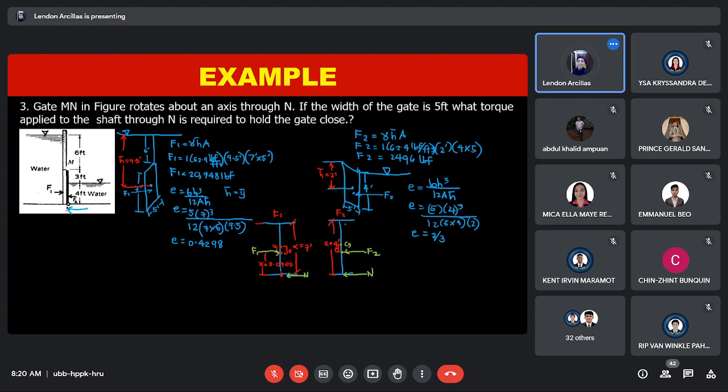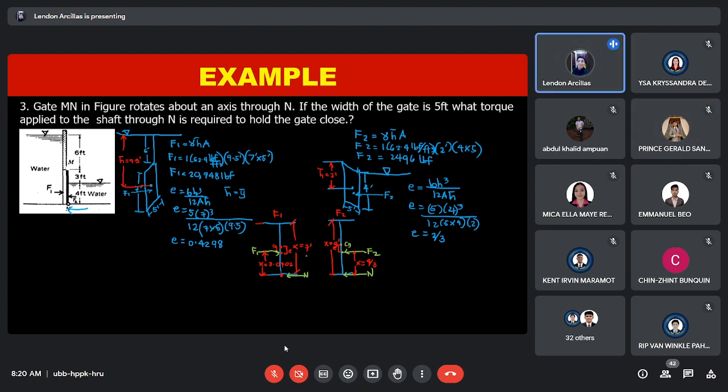This is 4 feet. The value of this X from N is 4 divided by 2 is 2. 2 yung CG minus the 2/3. So 2 minus 2/3 is 4/3. Gets pa ba yun? Bakit naging 4/3? Tsaka ito 3.072. Yes po, sir. 4 minus 2/3 po.